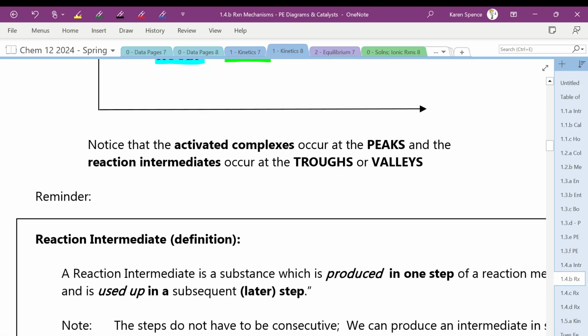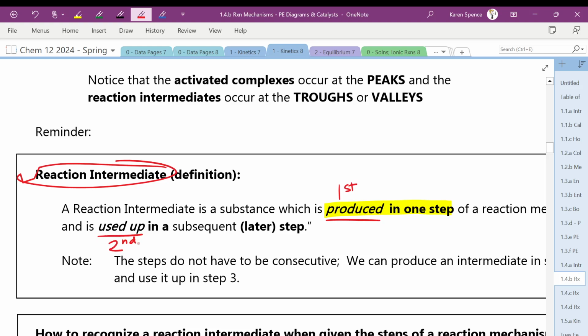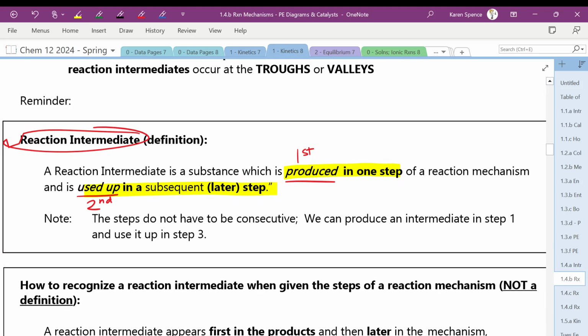Okay. All right. Reaction intermediates. They're produced in 1 step. So first, the reaction intermediate is produced, and second, it is used up. Now remember, those 2 steps don't have to be consecutive. You could produce the intermediate in step 1 and maybe use it up in step 3. That is okay. It could be step 2, but it also could be step 3. So this is just a reminder of what we did yesterday.